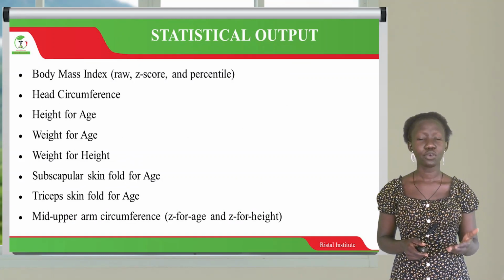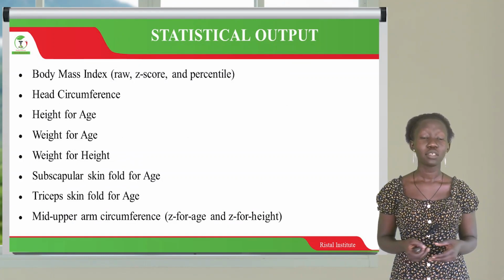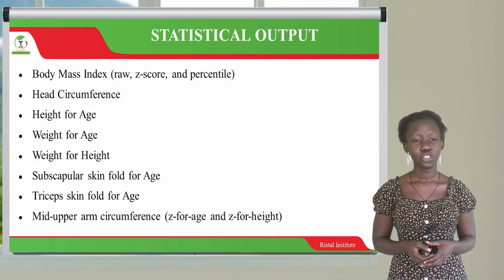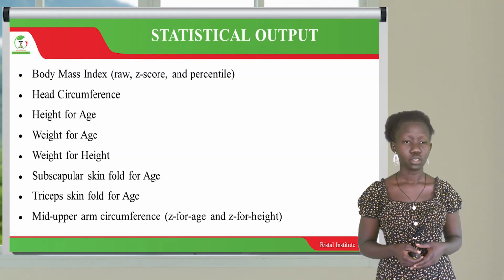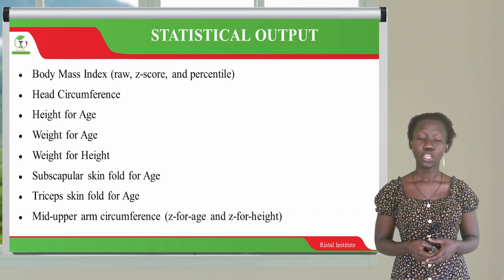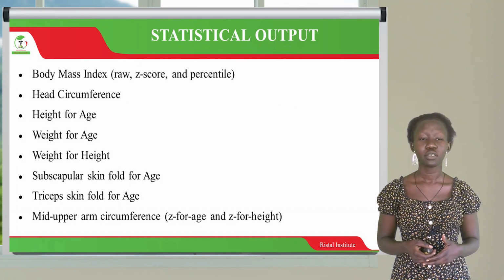Some of the statistical outputs that you can obtain from Epi Info include the body mass index, the head circumference, height for age, weight for age, weight for height, subscapular skin fold for age, triceps skin fold for age, and the mid-upper arm circumference.